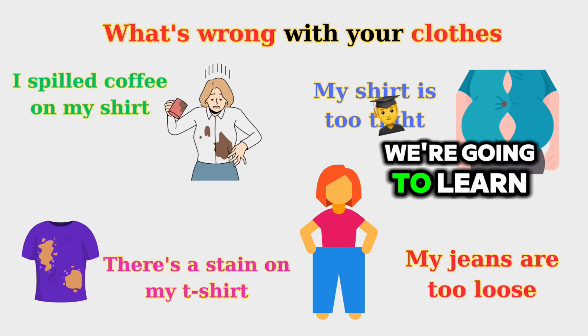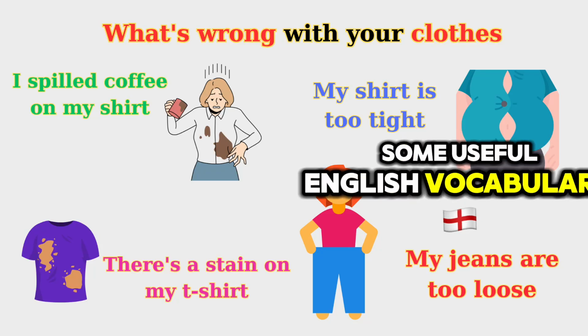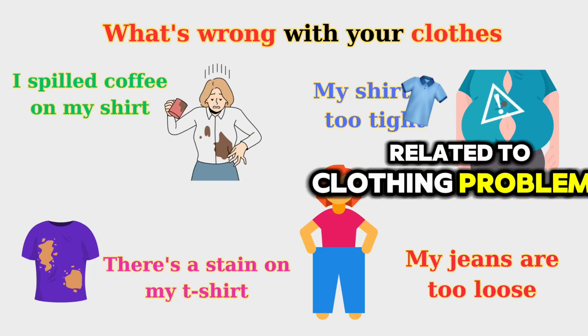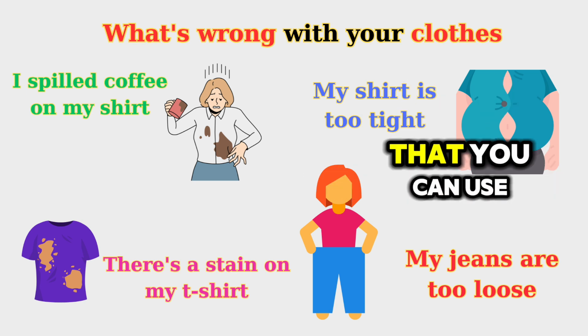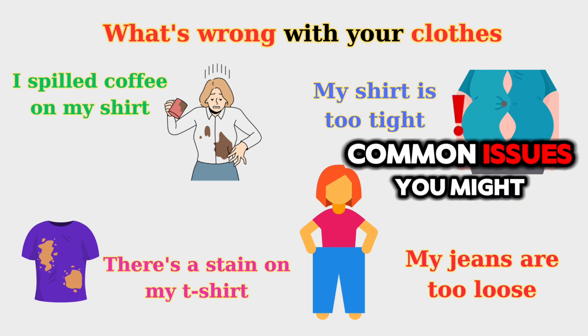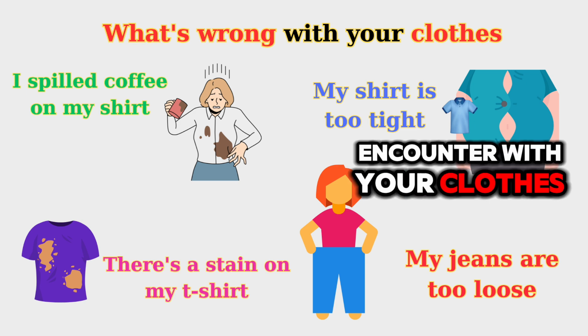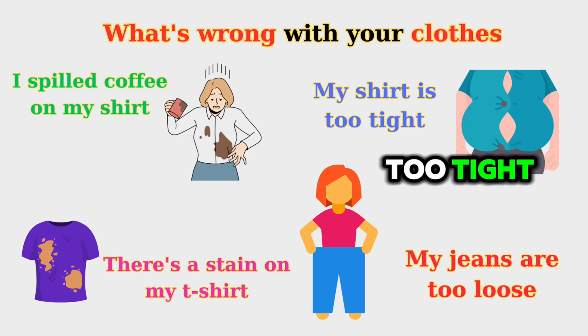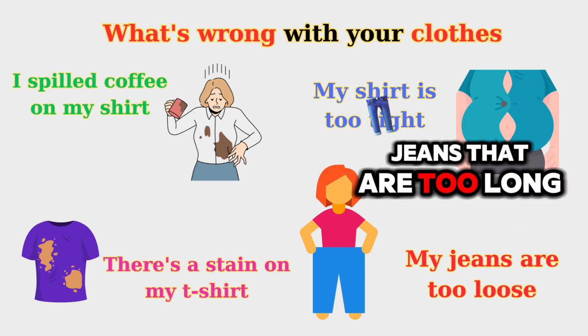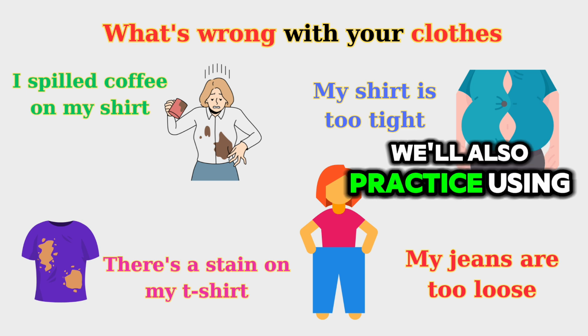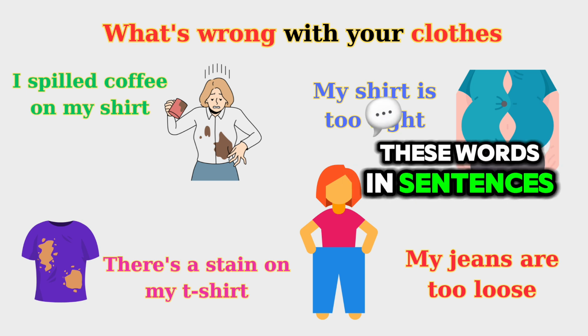Today, we're going to learn some useful English vocabulary related to clothing problems. We'll learn words and phrases that you can use to describe common issues you might encounter with your clothes, like a shirt that's too tight or a pair of jeans that are too long. We'll also practice using these words in sentences.